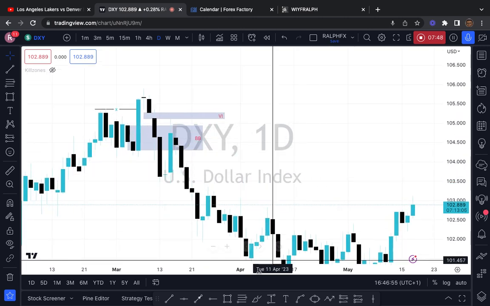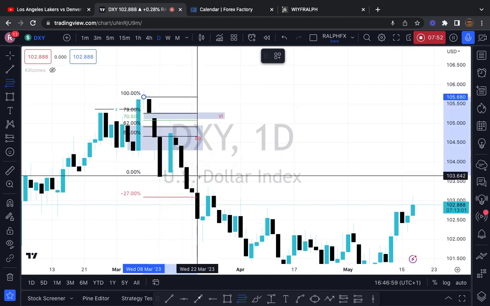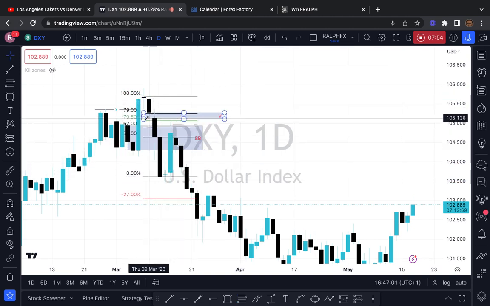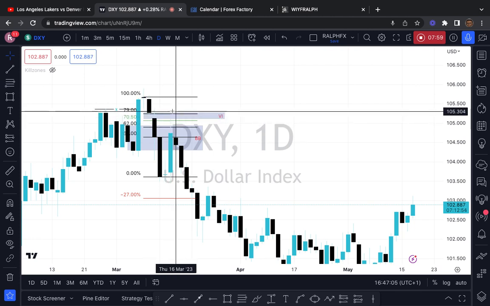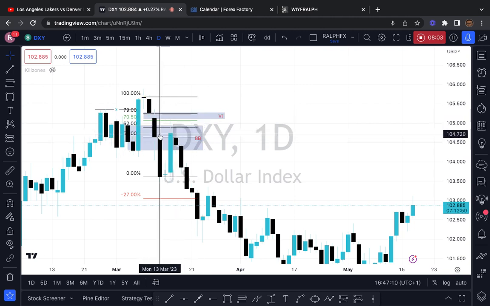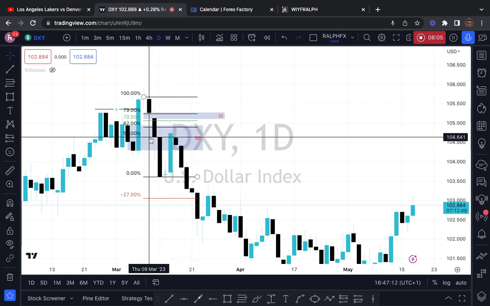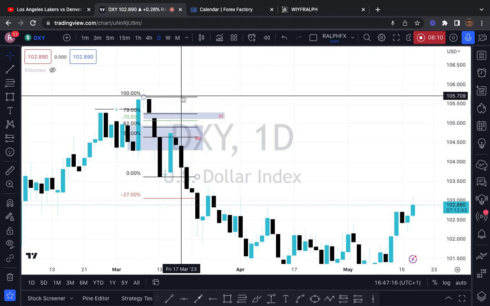So look at this. Let's take the Fibonacci of this move from this high to this low. This volume imbalance falls within the optimal trade entry. You can see that spike into the optimal trade entry. You can see the breaker block is aligning with the volume imbalance, with the equilibrium level, and also with the 62%.